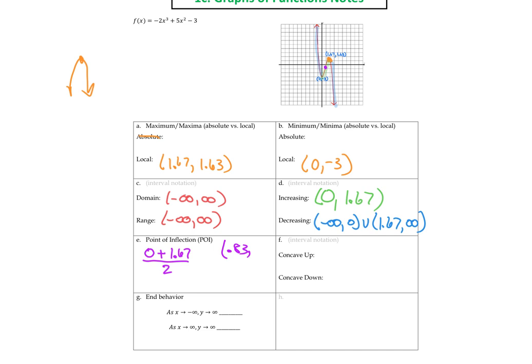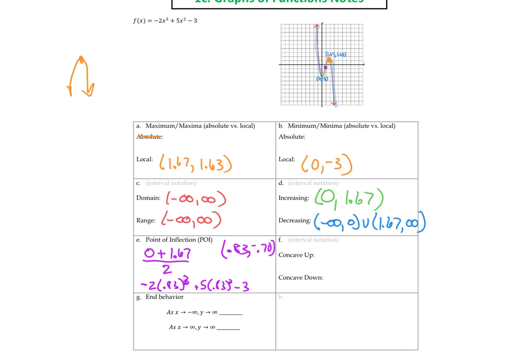Now I can plug that in and find the y value, which would be plugging it into -2x cubed plus 5x squared minus 3, with 0.83, and this value gives me -0.70.